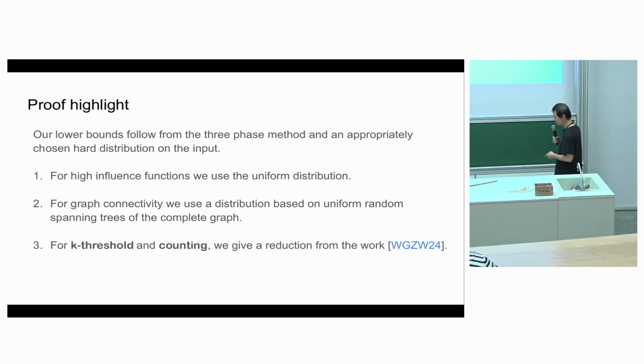So in order to carry out the proof, it turns out that one tricky part we need to do is to design a suitable distribution on the inputs. And for the high influence functions, we actually just use the simple uniform distribution over the inputs. Whereas for graph connectivity, we use a distribution based on the uniform random spanning trees of the complete graph. For k-threshold and counting, we actually give a direct reduction from one of the previous works. And we can simply generalize the algorithms and the bounds to essentially all the cases.